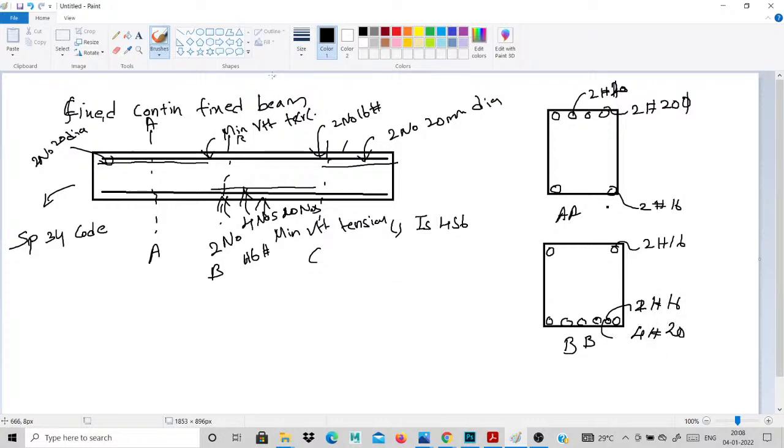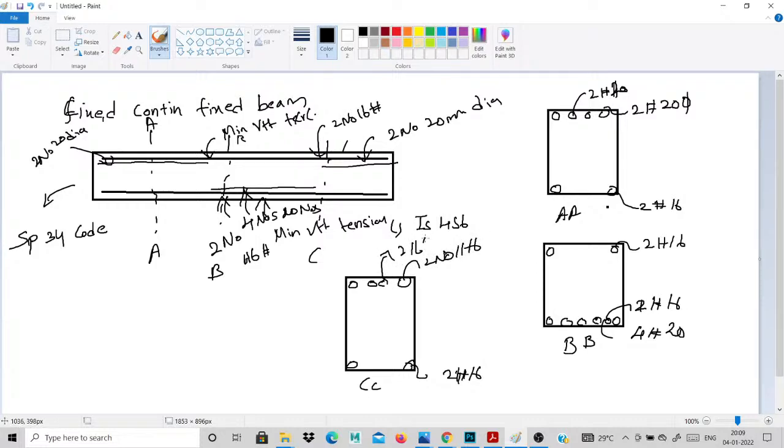Then CC. Simply click this CC section. Automatically you go to this CC section. Then it's the same as before. In this bottom I have four bars. Then for the minimum reinforcement, I provided two number 16 minimum, then two number 20 for these bars.